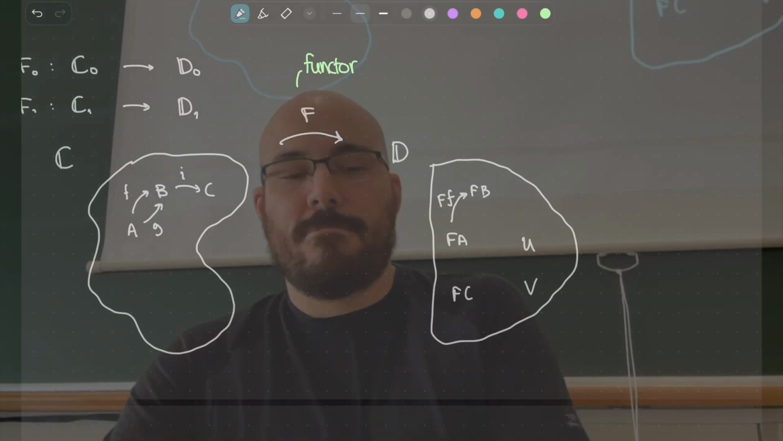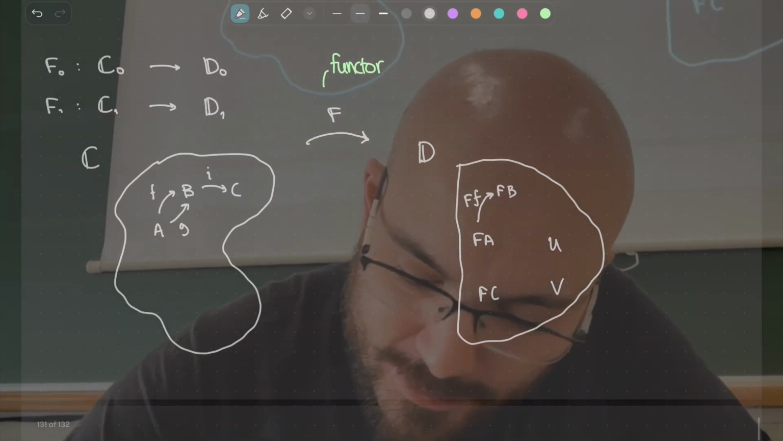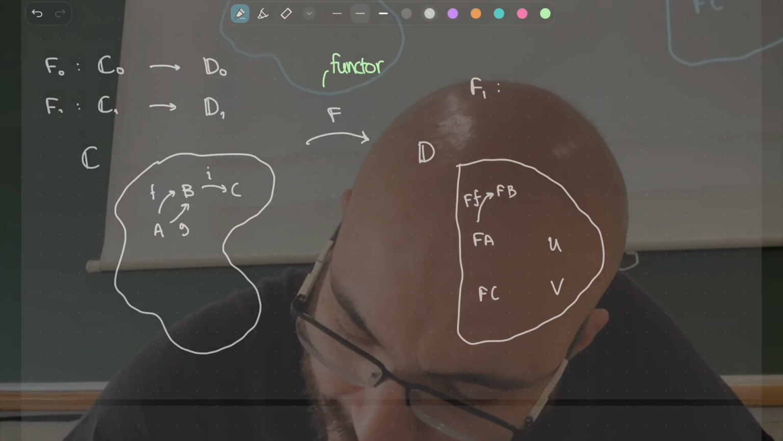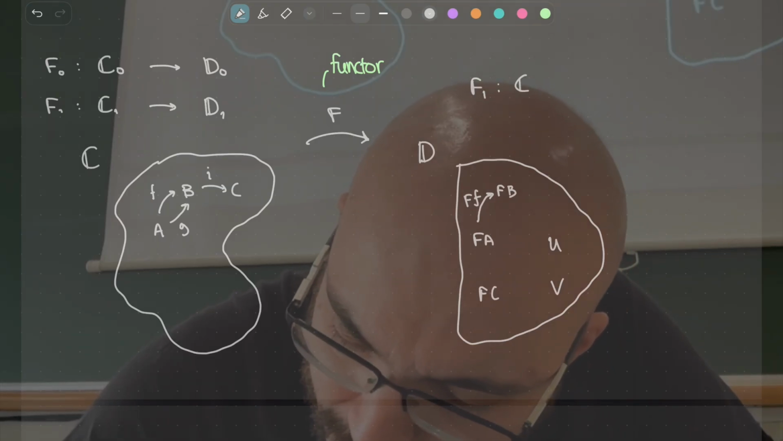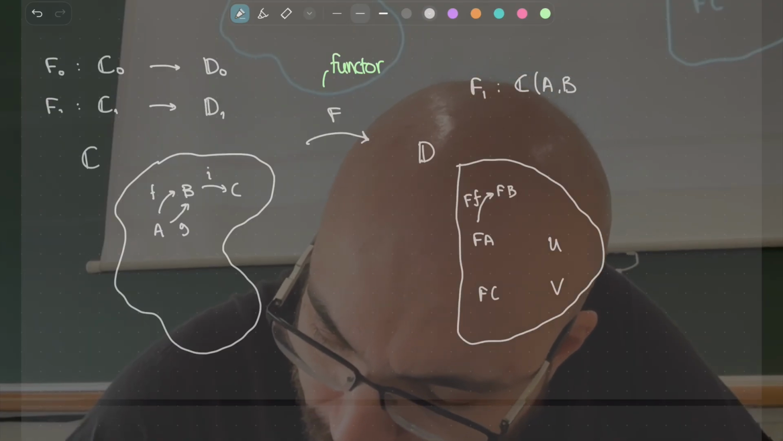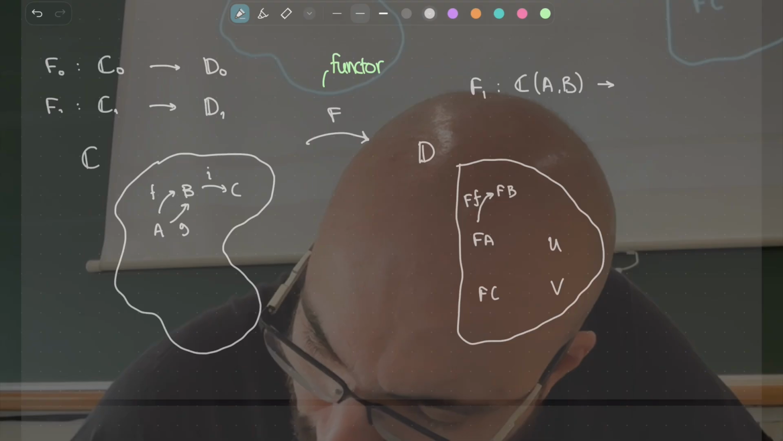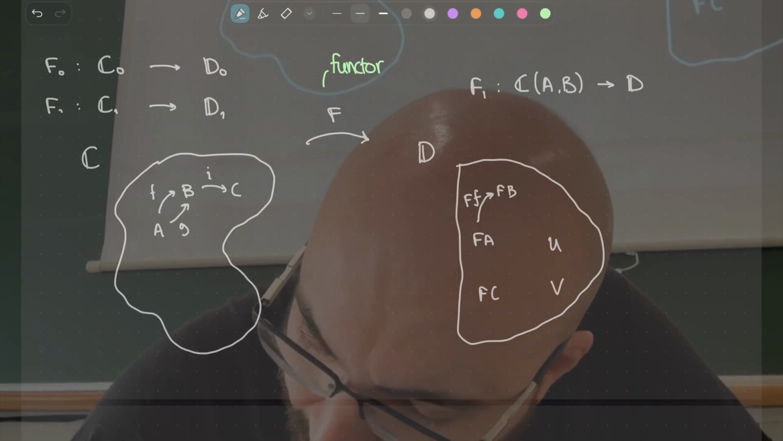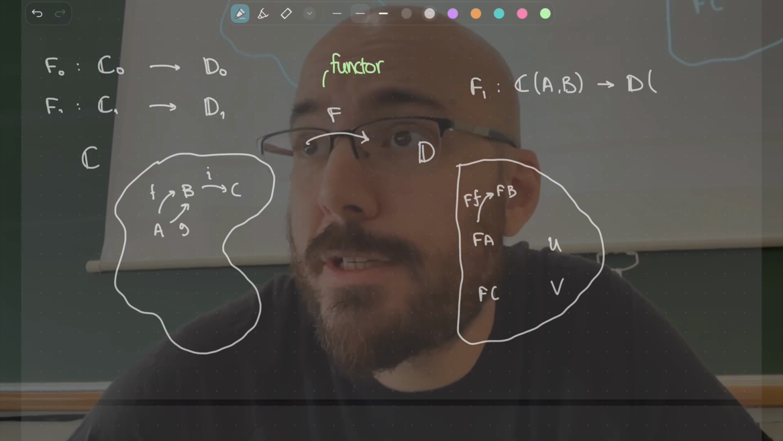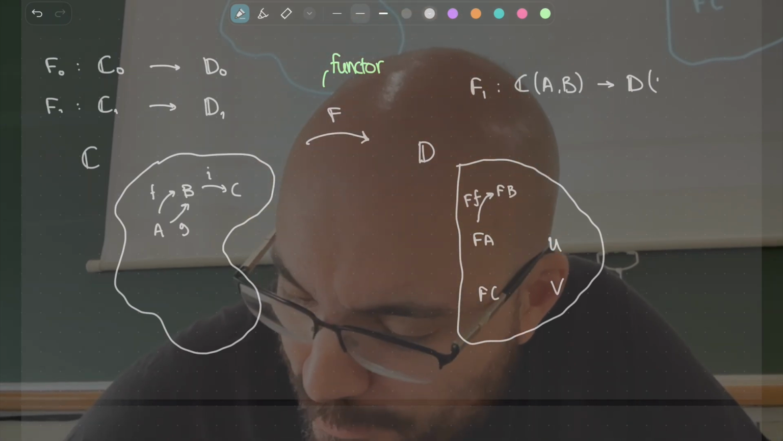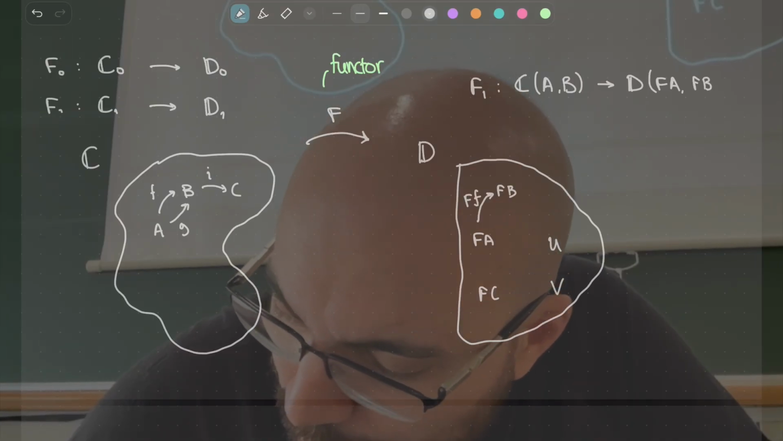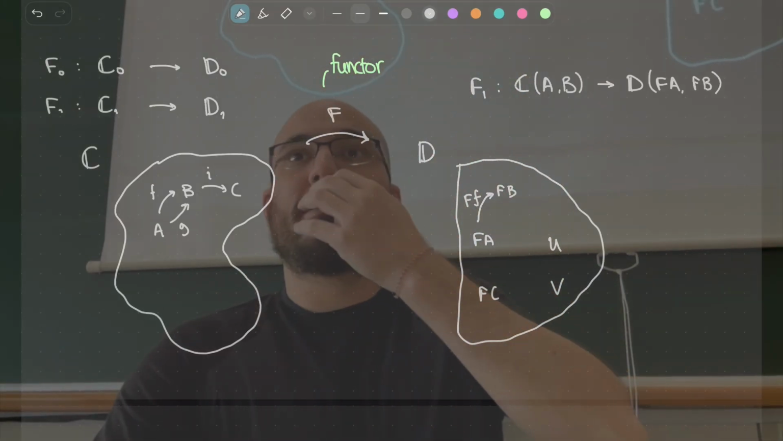Okay. And I could actually encode this by saying that F of 1 will get me from arrows A to B, to arrows where? Yes? Exactly, thank you. F of A to F of B. Okay, what else?